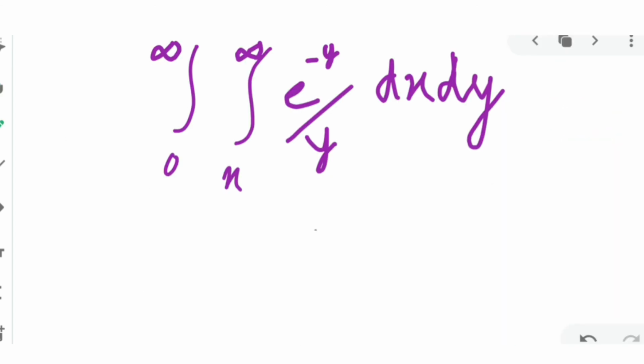So this limit was given in the question. I will be changing the limits here. So it will be first the limits of the horizontal strip, that is from 0 to y, and then from 0 to infinity, right? So now we will just simply integrate this, then we will be done with this question.